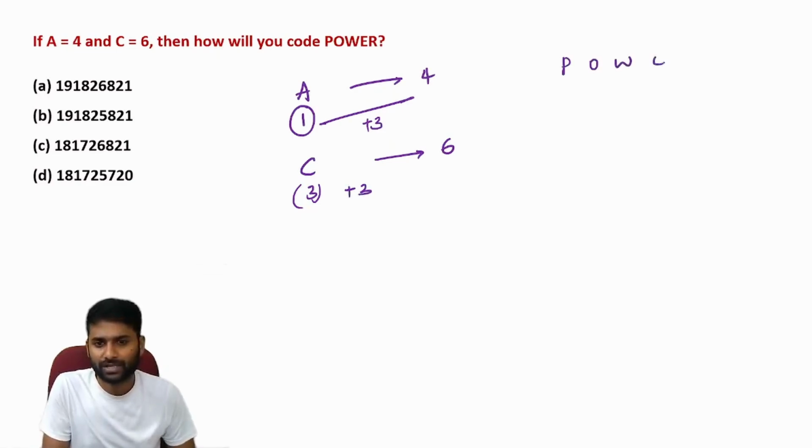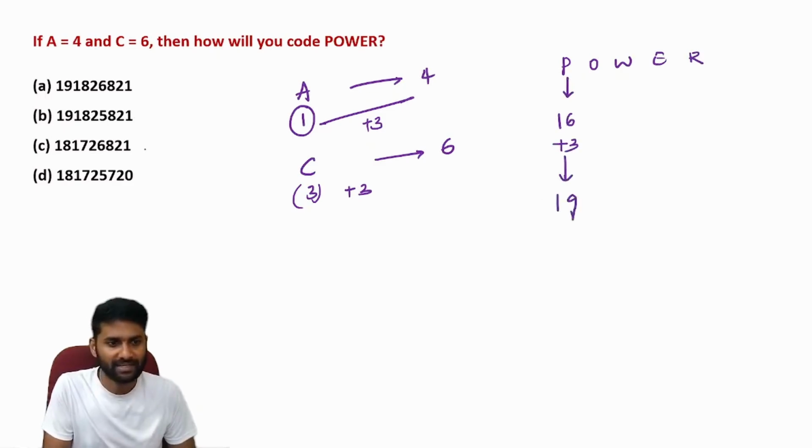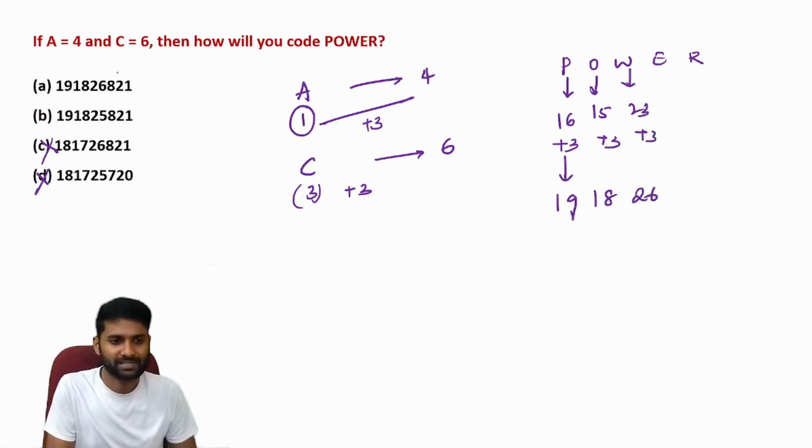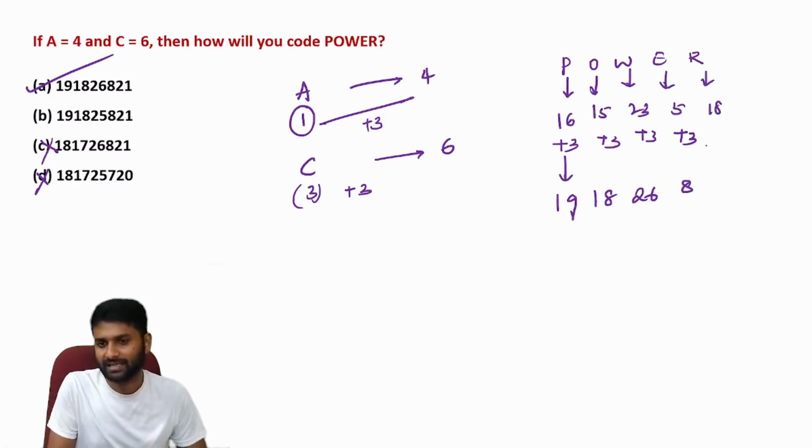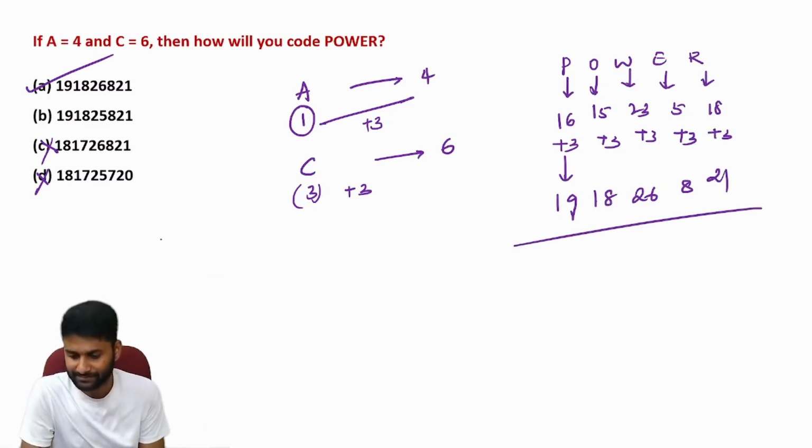Power. Now see, P's alphabetical position is 16 plus 3. We require 19. Yes, eliminate C and D. So O is 15 plus 3 is 18. So 19, 18. W is 23 plus 3 is equal to 26. So 19, 18, 26. Then the suitable answer is A. E is the fifth letter plus 3 is equal to 8. R is the 18th letter plus 3 is equal to 21. So A is the correct answer.